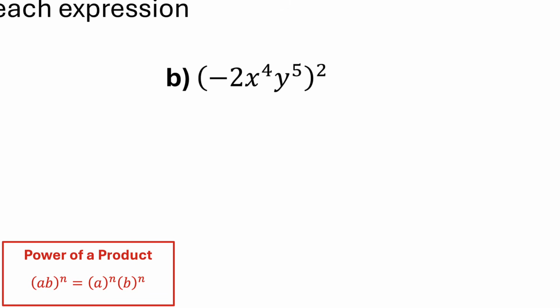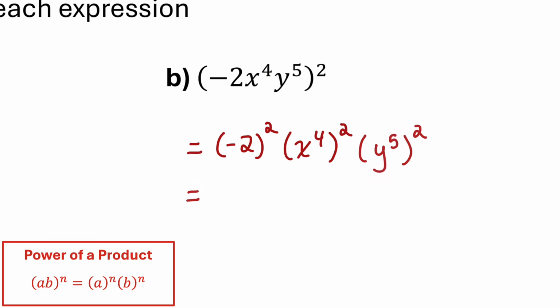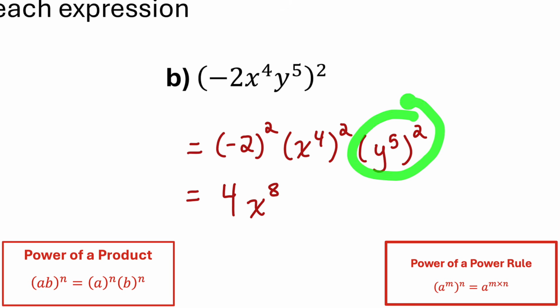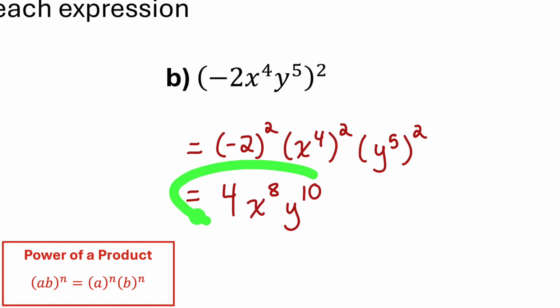This time, in the base of my power, I have a constant factor and 2 different variable factors. All 3 of those factors have to be raised to the exponent of 2. So I have to start by doing negative 2 to the power of 2, and then x to the 4 to the power of 2, and finally y to the 5 to the power of 2. Negative 2 squared is positive 4, and then I have 2 powers of powers. X to the 4 squared, keep the x, and multiply the exponents, 4 times 2, to give me x to the power of 8. And y to the 5 squared, keep the y, and multiply the exponents 5 times 2 to give me y to the power of 10. And there's the final simplified answer.